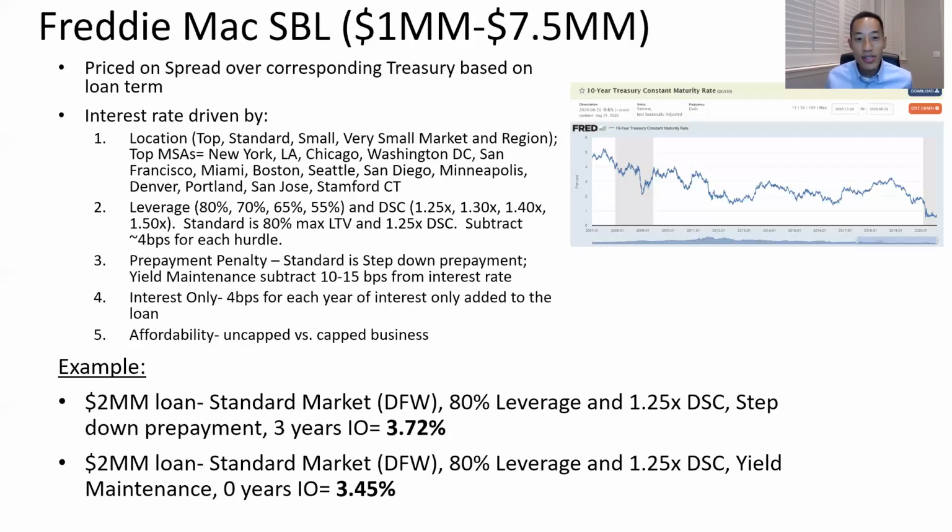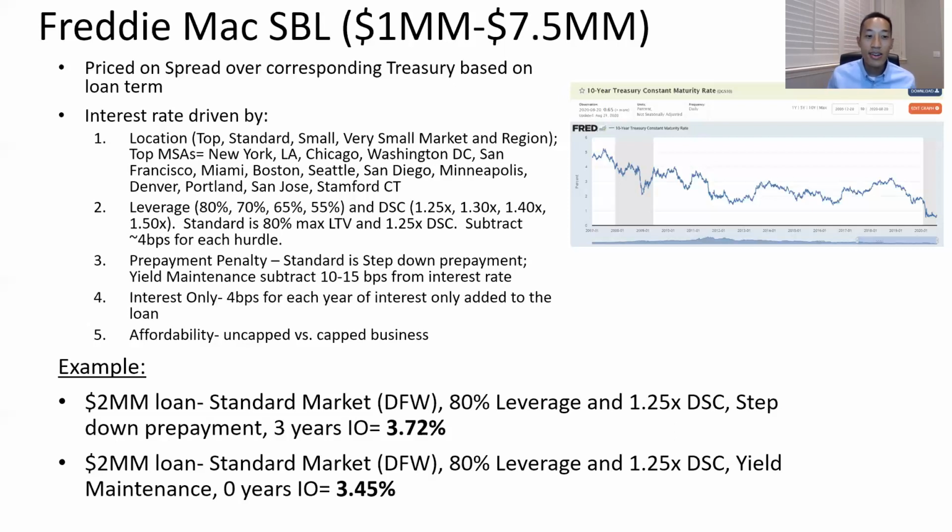Let's say a $2 million loan, standard market, in DFW, 80% leverage, 125 cover, and it was step down prepay with 3 years interest only. This was about a 3.72 rate recently. The same deal, same market, 80% leverage, 125 debt service, but let's say it was yield maintenance, right? So you subtract out 15 basis points or so, and then you take 0 years of IO. That's going to take off another about 12 basis points. So you're about 3.45. So when you're in there and you're pricing deals, these are sort of like the menu of options that you have looking at deals.